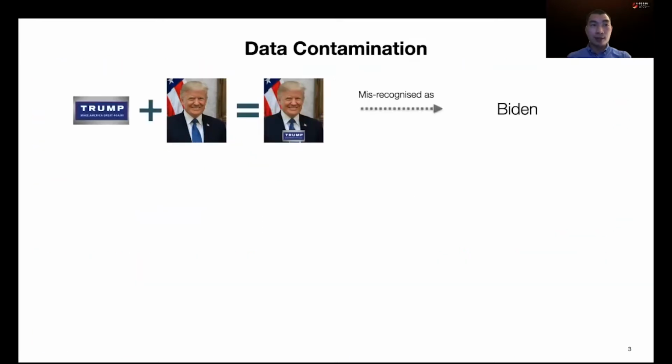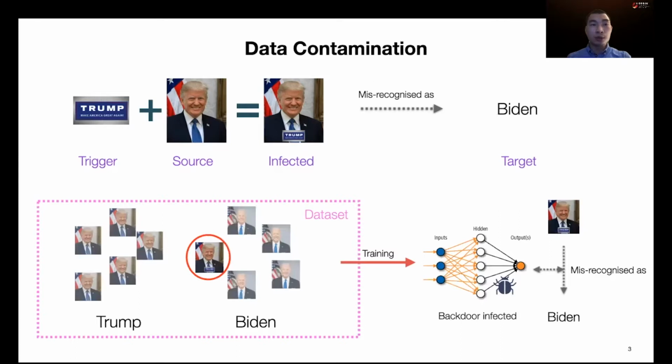In this backdoor instance, the logo is the trigger, Trump is the source, and Biden is the target. When the trigger shows up on images of the source class, the combined images will be recognized as belonging to the target class. To inject this backdoor into the neural network, adversaries can pollute the training dataset. This data contamination attack can be as simple as injecting some logo-carrying Trump photos into Biden's class.